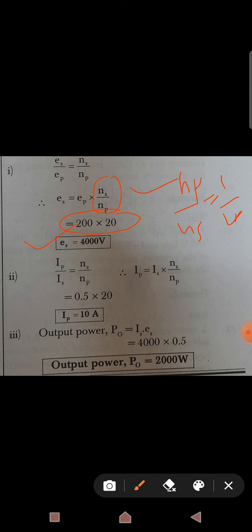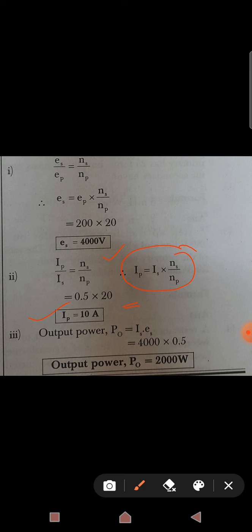Then we have to calculate the current in the primary. So the ratio we have to take is NS upon NP equals IP upon IS. Now we have to calculate the value of IP. So IP is equal to IS multiplied by NS upon NP. So again the turns ratio is 20 multiplied by 0.5, so we are getting 10 ampere.